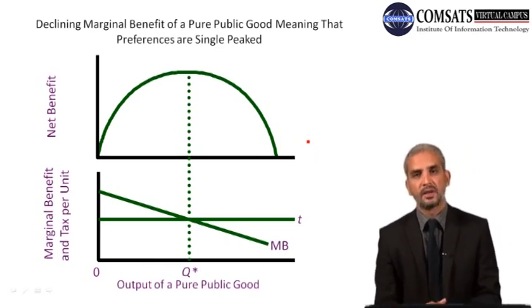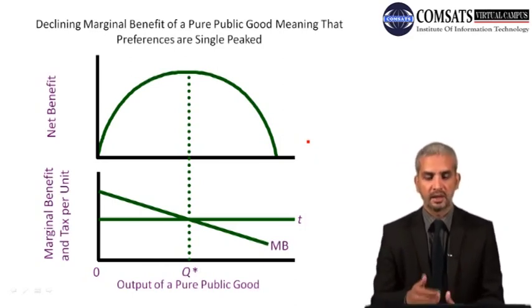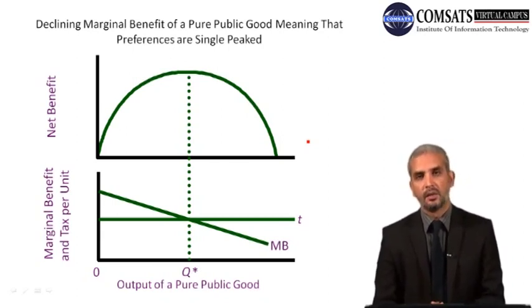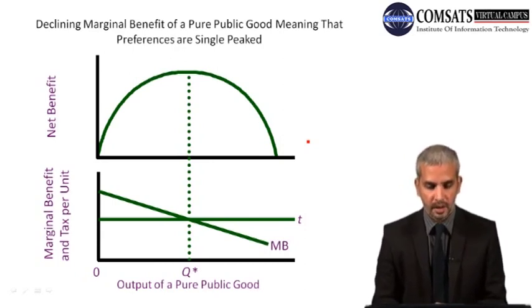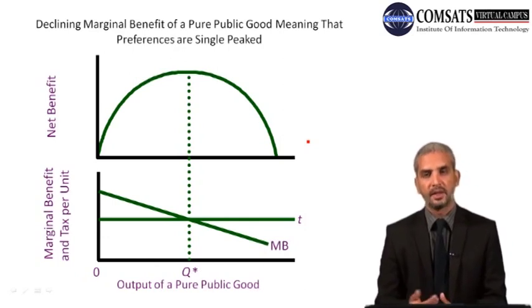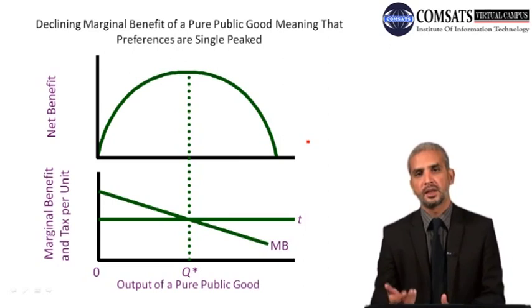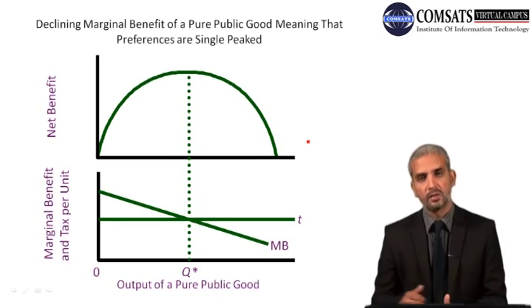There are two panels in the graph, the top panel and the bottom panel. The bottom panel, we should focus on that first. On the x-axis of both of these panels, there is output of a pure public good, while on the y-axis on the bottom panel there is marginal benefit and tax per unit, while on the top panel there is net benefit. Now, marginal benefit is a downward sloping curve which represents that as an individual consumes more of the pure public good, his marginal benefit derived from the next unit is less than what he achieved from the first unit. So, marginal benefit is a downward sloping curve.